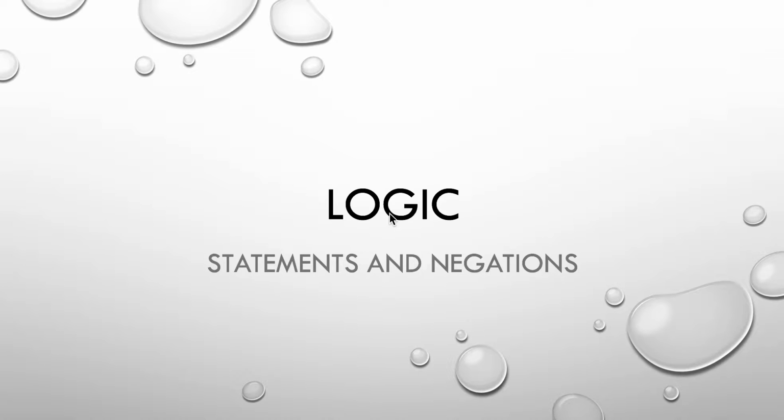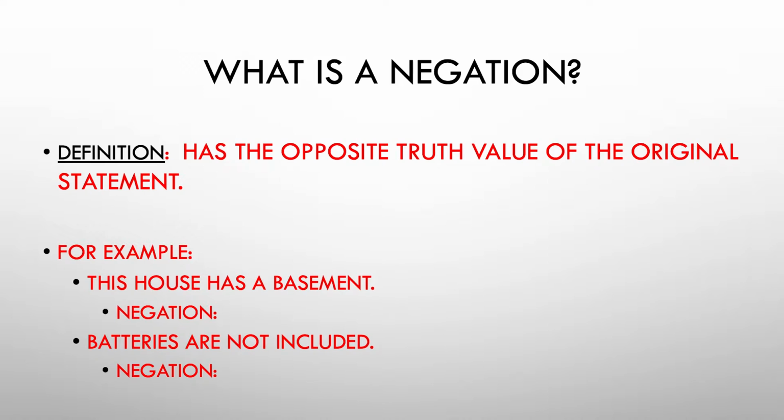We're now going to continue our discussion on logic, and we'll look at what's called a negation. So let's begin with the definition. What is a negation? A negation has the opposite truth value of the original statement. For example, if the original statement is true, a negation is going to be false. And likewise, if the original statement is false, the negation will be true. So you want to watch for that truth value to switch from either true to false or false to true.